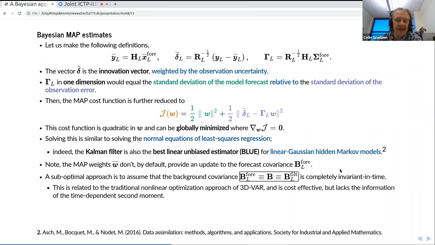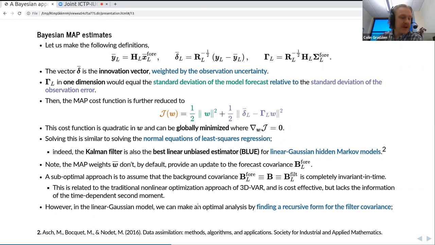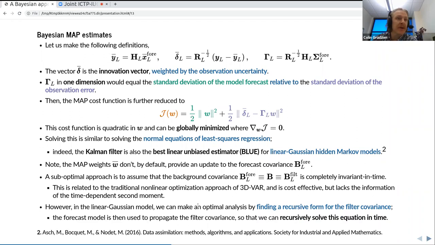And this is related to the traditional nonlinear optimization approach of 3D-Var, which is cost effective because these covariances tend to be extremely large and difficult to compute. But what this lacks is the information of a time-dependent second moment, and recovering the structure of the errors as it develops in time. But in the linear Gaussian model, we can make an optimal analysis by finding a recursive form for the filter covariance. And then the forecast model is subsequently used to propagate the filter covariance so that we can recursively solve this equation in time.